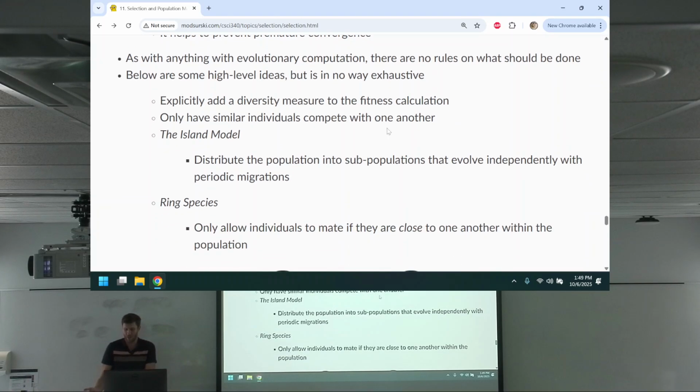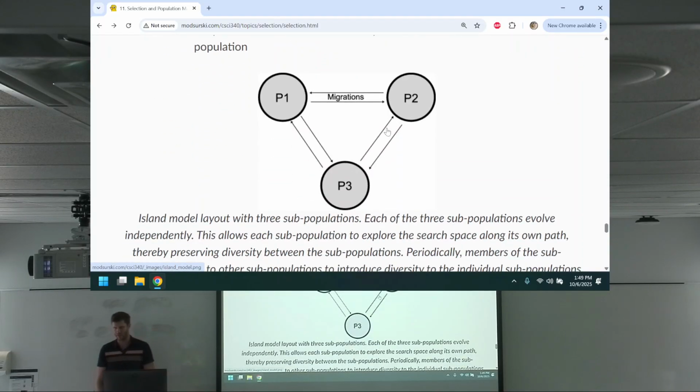Maybe you only have similar individuals compete with one another. Or you can do something like this, for example. What if you didn't evolve one population? What if you evolved multiple, in this example 3 separate populations? You let them evolve independently from one another. Basically, each one of these in parallel, it doesn't really matter if it's parallel or not, will do their selection and variation operators. So they will all have a chance to evolve independently from one another.